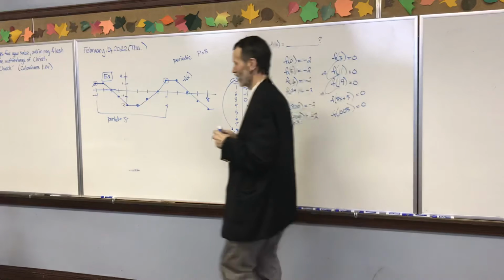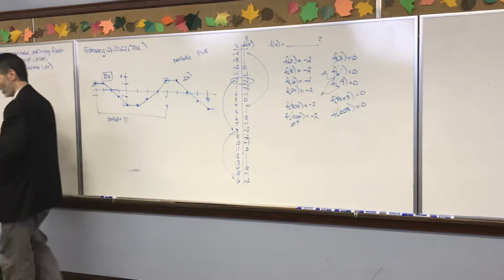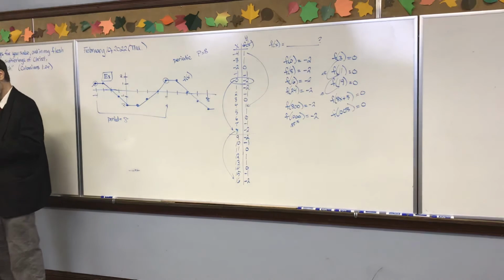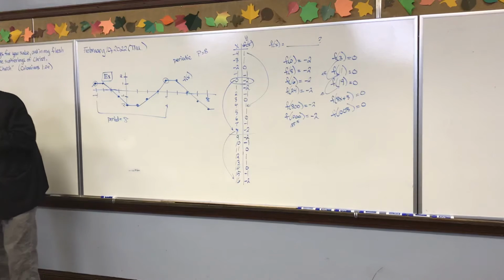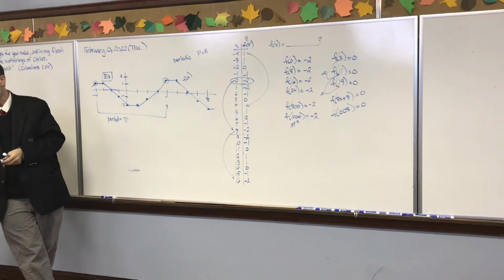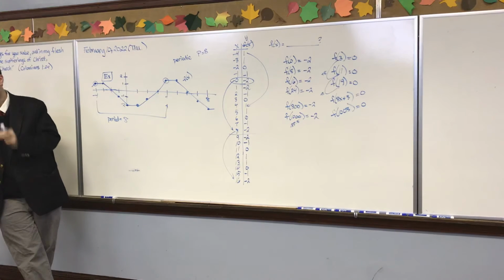Look back at the book. That problem number 1, 2, 3, 4, let's take a look at those again. They might be a little more comprehensible now. Can somebody tell me on number 1, what is the period of that graph? How long does it take to repeat?